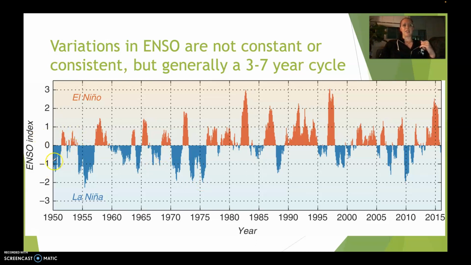So what we're looking at here is the ENSO Index. This is where we put together the sea surface temperatures and the surface pressure and put a number to it and call it an index. La Nina here is indicated in blue. El Nino is indicated here in red.